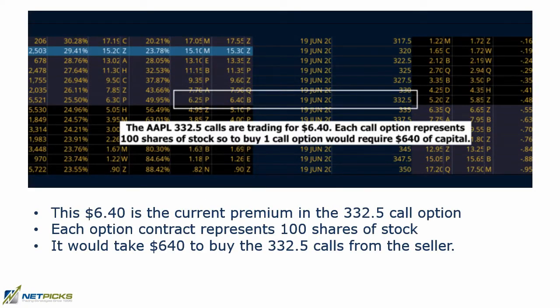For example, looking at Apple, you'll see that the $332.50 call options trade for $6.40. So that's $6.40 is the current premium for that particular option. Each option contract is going to represent 100 shares of Apple stock. So it would take $640 to buy the 332.5 calls from the seller.